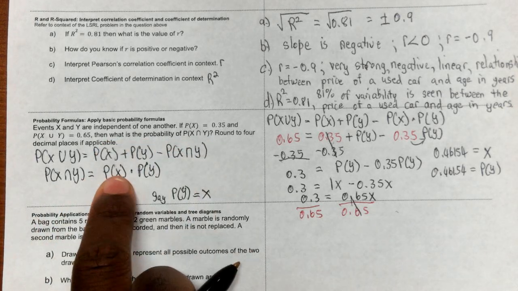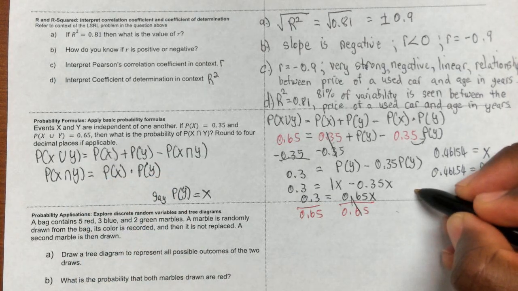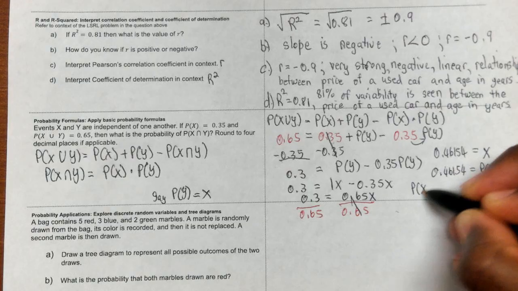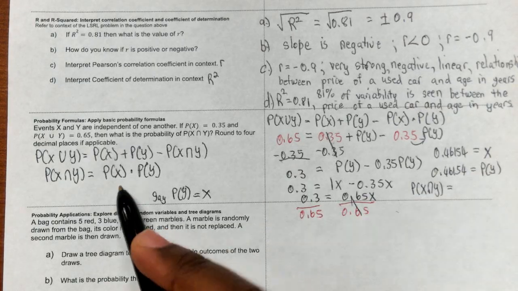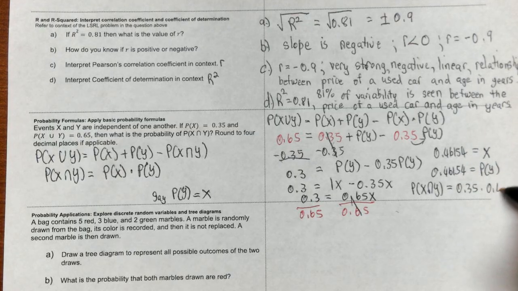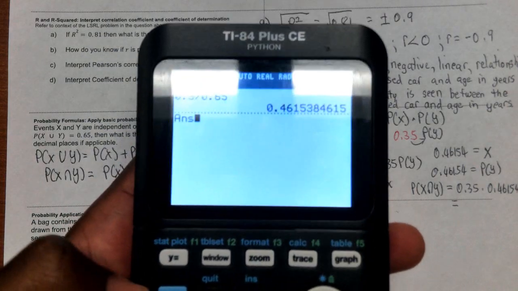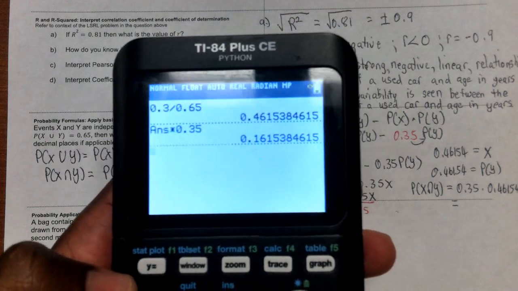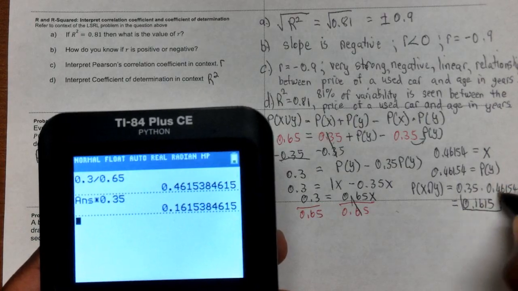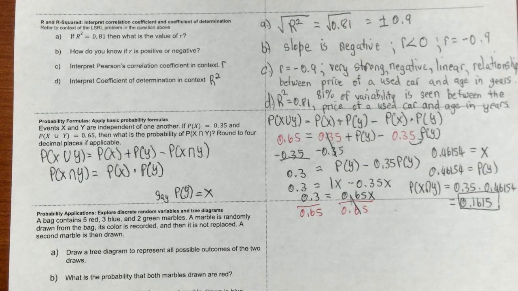Now the question says, what's the probability of x and y? The probability of x and y is the probability of x multiplied by the probability of y. We know the probability of x was 0.35, multiplied by the probability of y, which was 0.46154, and that would give me, using the second function answer multiplied by 0.35, 0.1615, because it says round to 4 decimal places, and that's the result. So let's try the next one, guys.